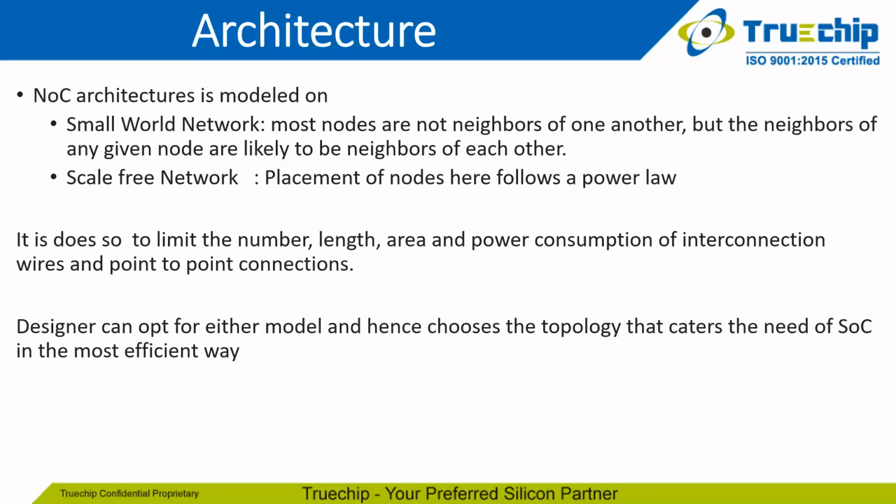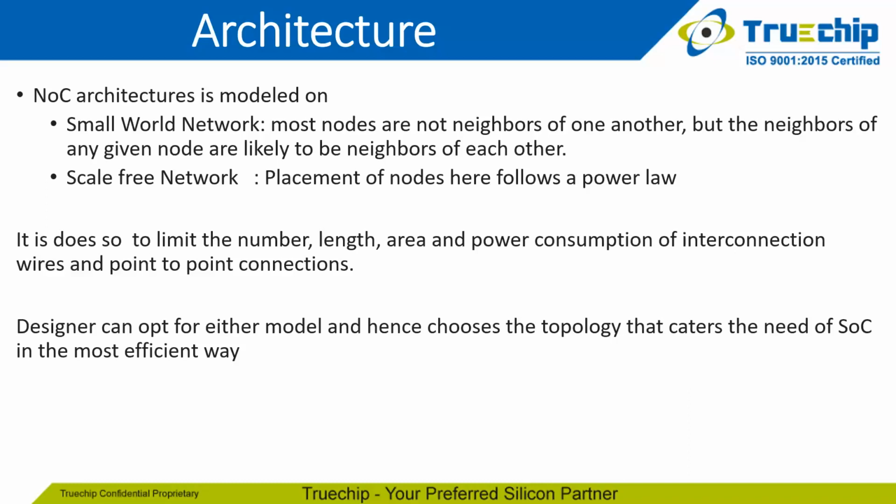We can understand this like in a SoC, if there are chips placed at very different locations, that can also be taken care of by NOC. Whereas in a chip, where there is a huge density of peripherals or nodes close to each other, that can also be handled by NOC. So what we understand is that it does not limit the number, length, area, and power consumption of interconnection of wires and point-to-point connections. Designer can opt for either model and hence choose the topology that caters to the need of the SoC in a more efficient way.